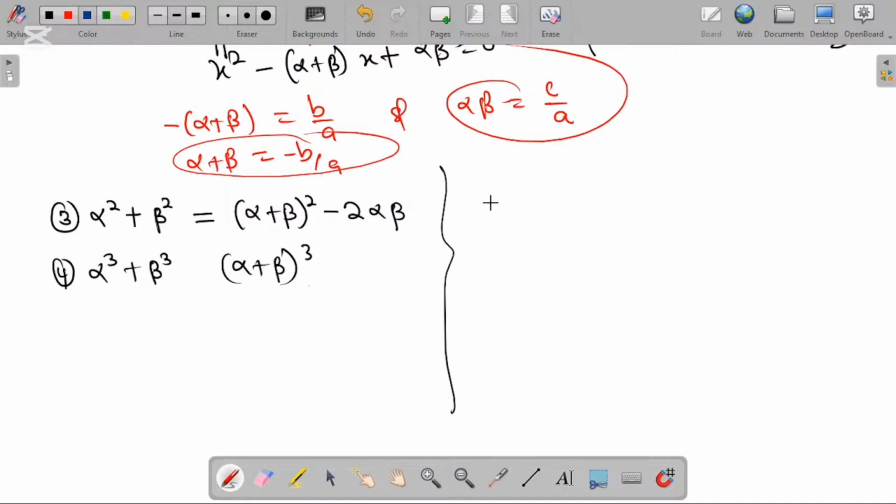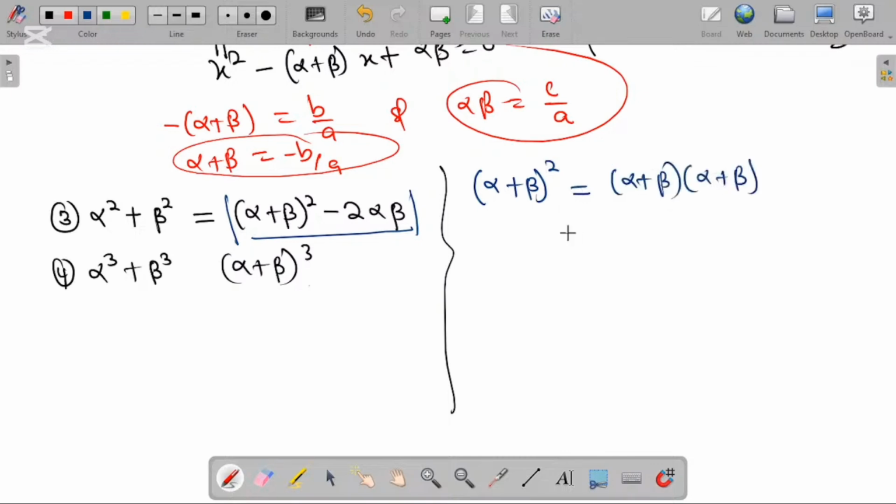So I want to get alpha squared plus beta squared, as in how did we obtain this formula? All I need to do is to expand the square of the sum. If you expand this square, you're going to have alpha plus beta times alpha plus beta. And what is that going to do for us? Alpha times alpha will give you alpha squared. Alpha times beta will give you alpha beta. Then beta times alpha will also give you alpha beta. And then beta times beta will give you beta squared.